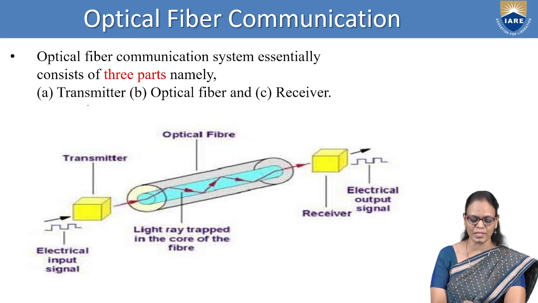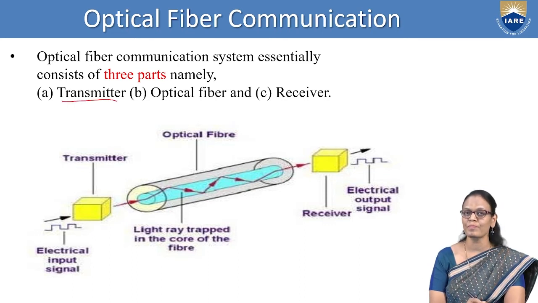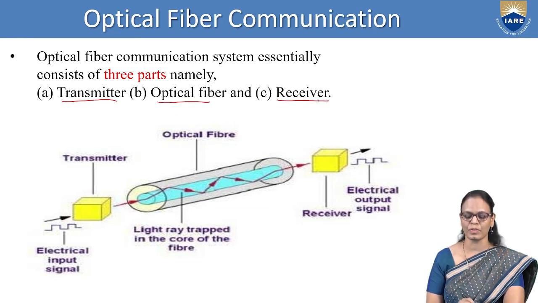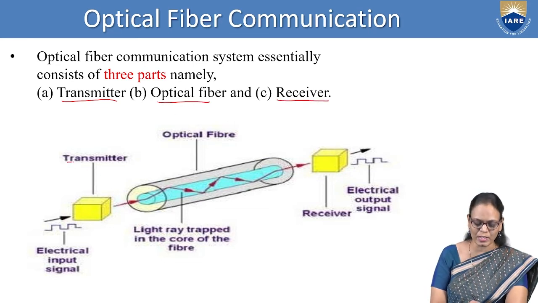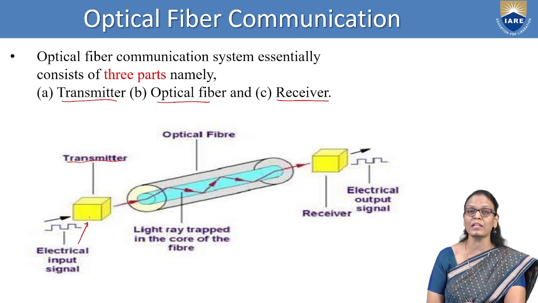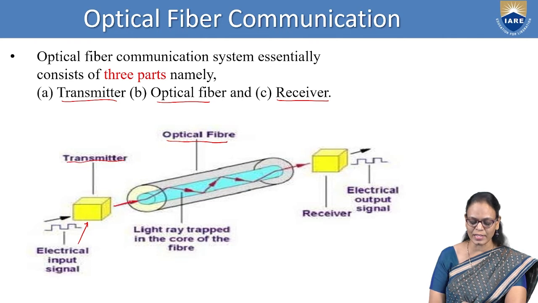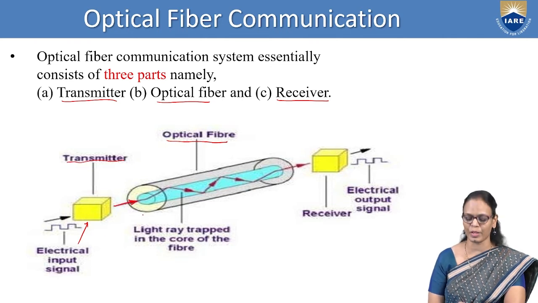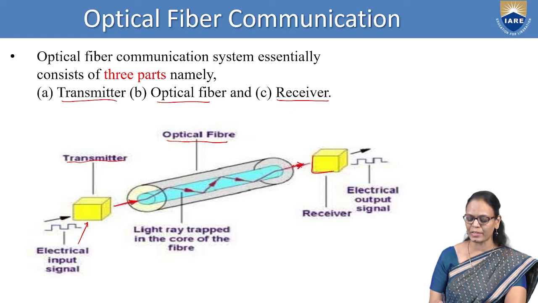So there are three parts. The first part is the transmitter. Second is the optical fiber. And the third is the receiver. If you see here, this is the transmitter section from where the signal is being transmitted. And this is the optical fiber, which carries the signal that is input into it, and this is the output of the signal. The signal is received by the receiver.